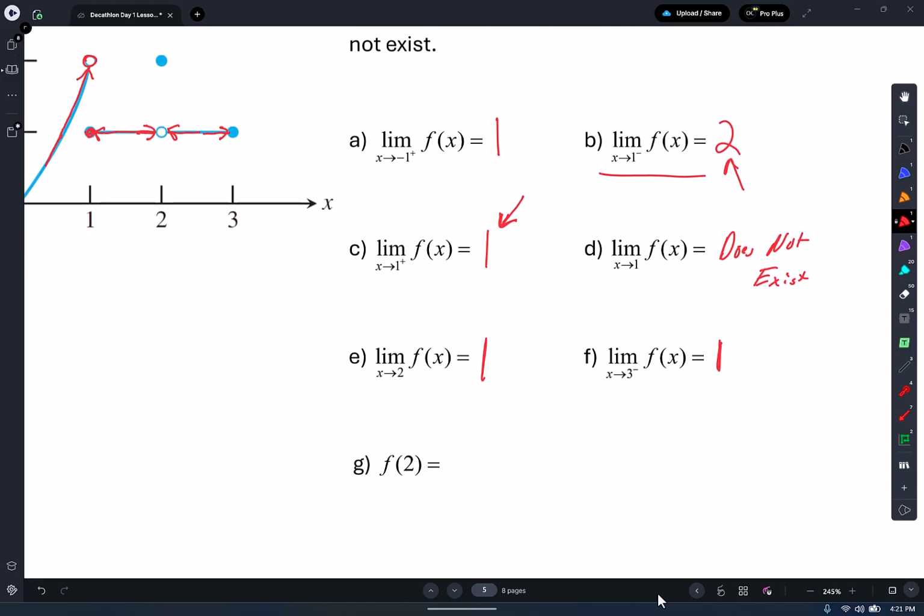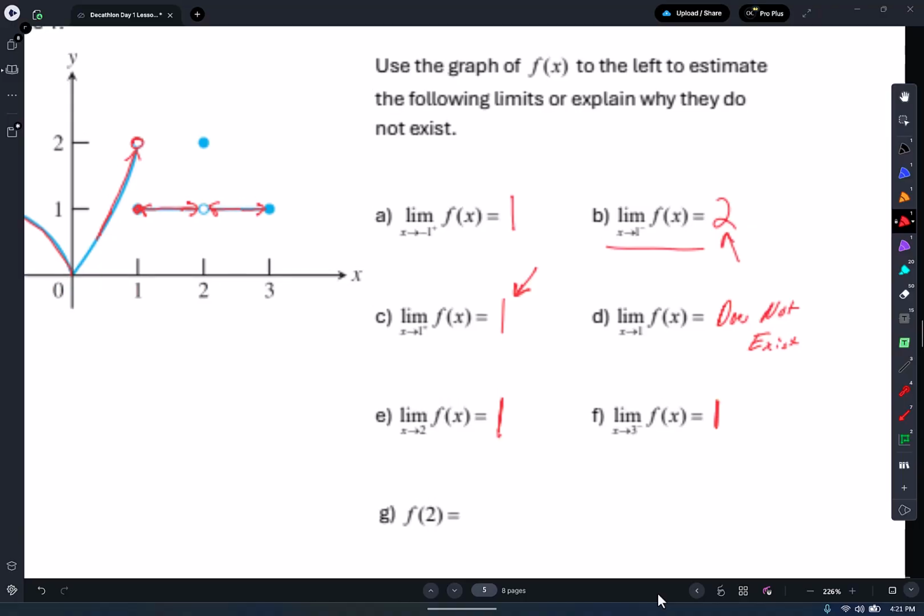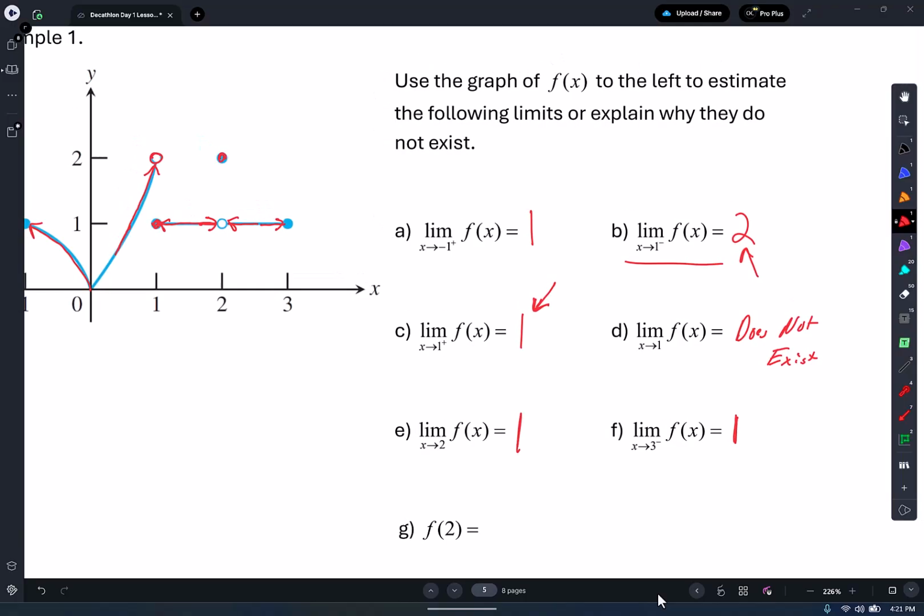Does letter G have the word limit on it? No, so that just means f of 2. So look for where you're defined. f of 2 equals 2. See?